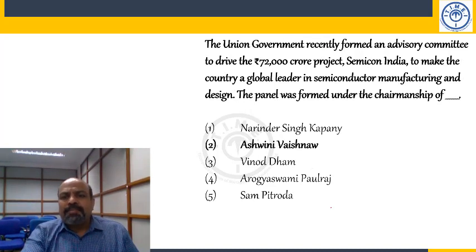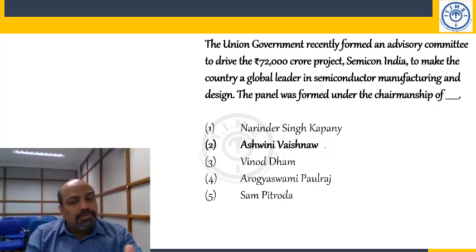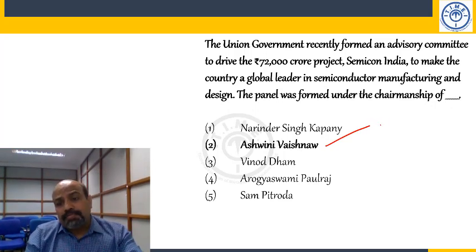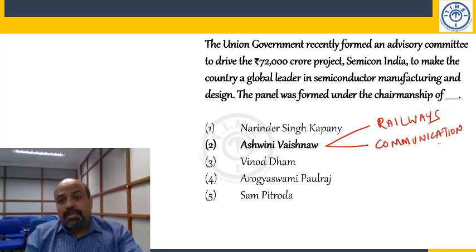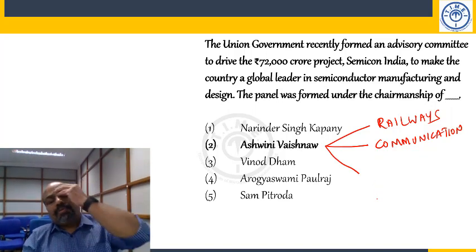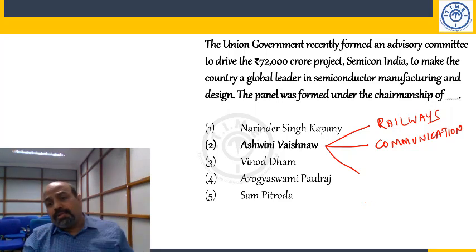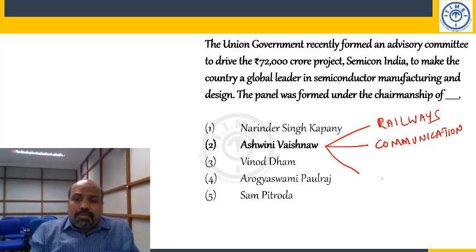The Union government recently formed an advisory committee to drive the 72,000 crore project Semicon India to make the country a global leader in semiconductor manufacturing and design. The panel was formed under the chairmanship of Ashwini Vaishnaw. Who is this person? He is the Union Minister of Railways, Communication, and Electronics and Information Technology, three different and important ministries. So this entire project, Semicon, comes under the Electronics and Information Technology ministry.